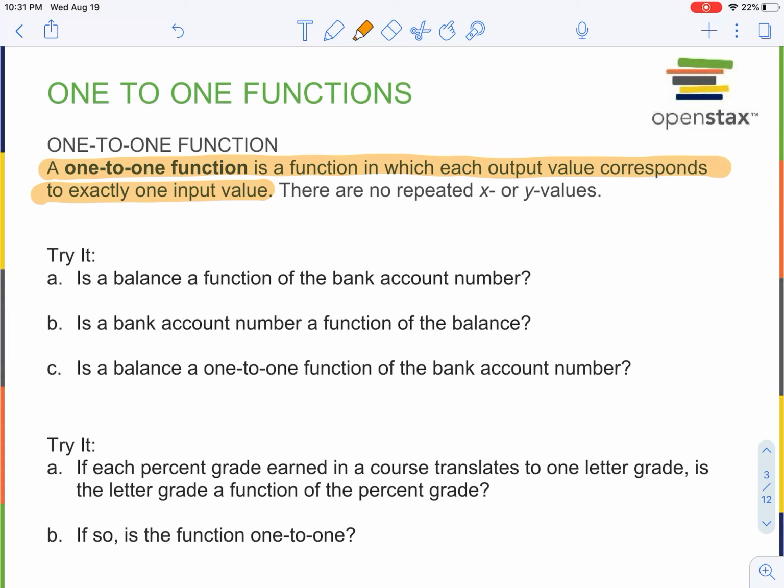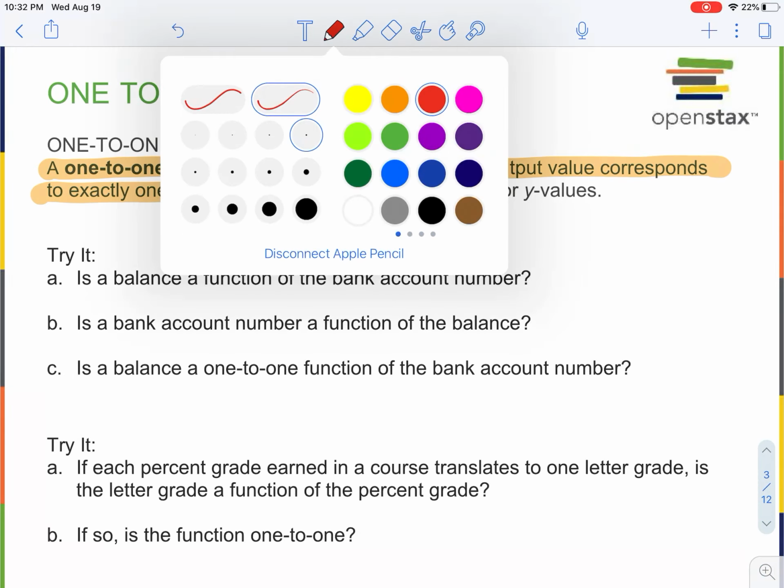So let's first talk about some real-world scenarios. Is a balance a function of a bank account number? Is a bank account number a function of a balance? And then we want to know if a balance is a one-to-one function of the bank account number. So first we're asking about functions, then we're asking if it is a function, is it one-to-one?